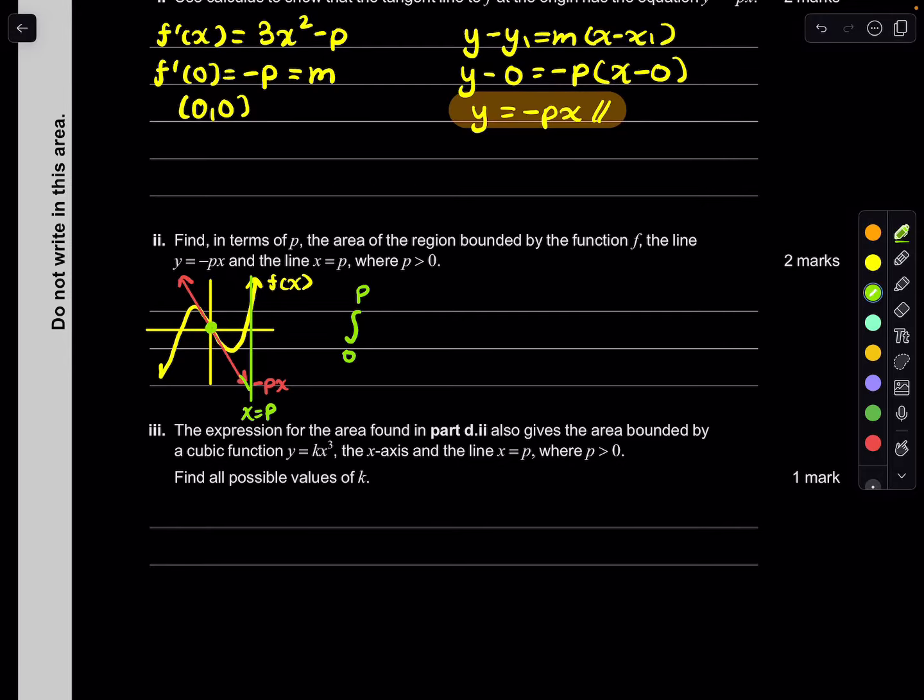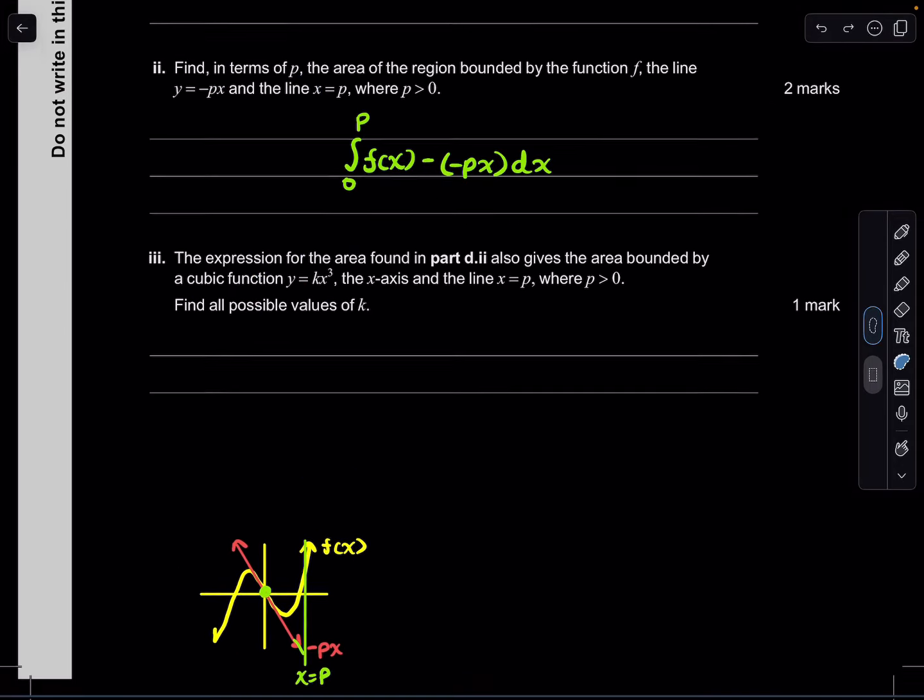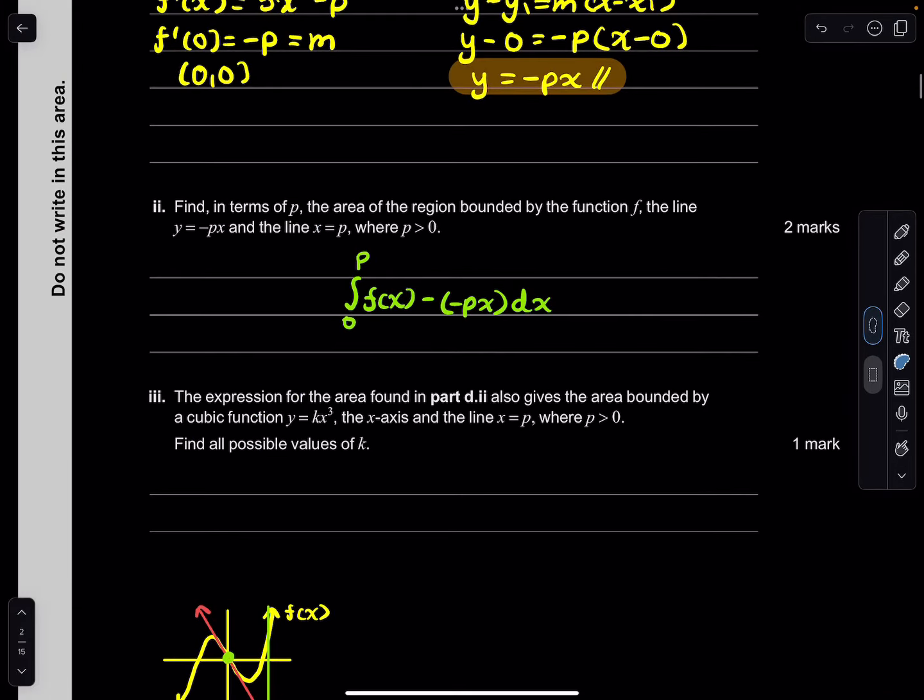Now, normally from all we were playing around, we always saw that f of x was always the top function, greater than negative p of x. So it's going to be f of x minus your bottom function, which is negative p of x, dx. And so this formula should give us our actual equation, in terms of p, of the area. So I'm going to move this to the side now, and let's use our CAS to simplify this. So basically, this expression right here should give you 1 mark.